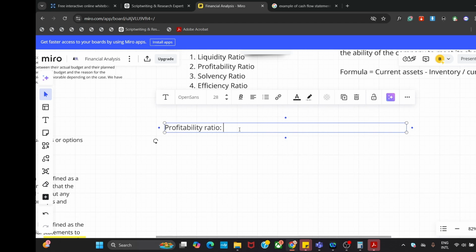So let's go ahead and take a note. The profitability ratio is divided into two. It's divided into the gross profit margin and the net profit margin.